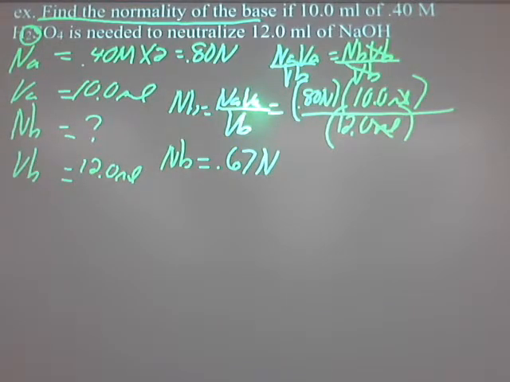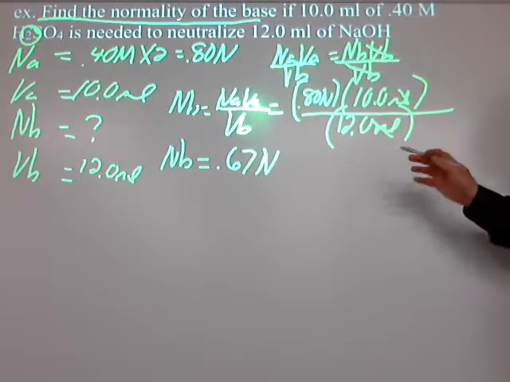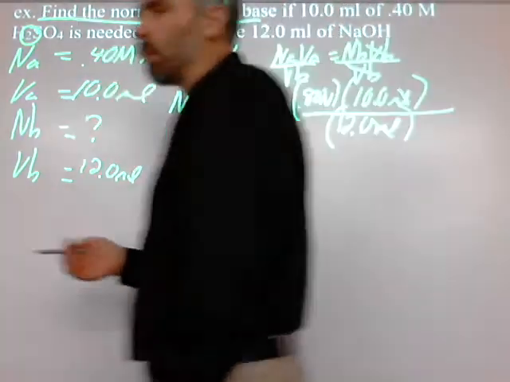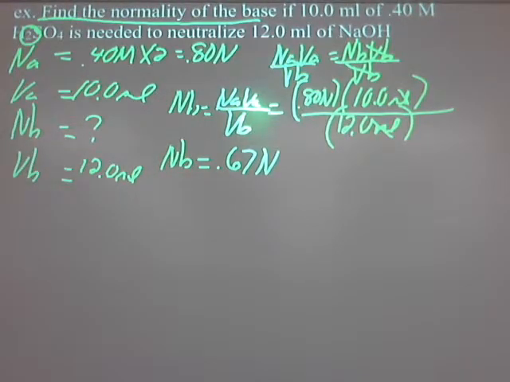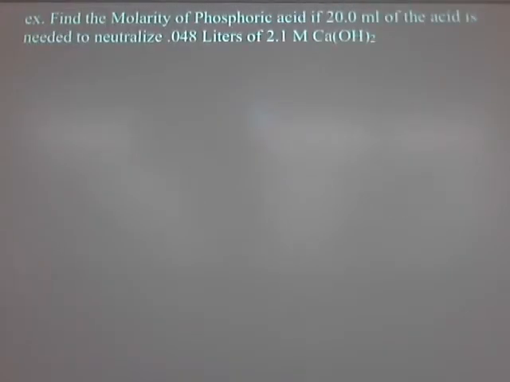That's the normality of the base. You actually get 0.666 repeating. Okay, but that's 0.67 rounded off. All right, very good. Now, I wouldn't call that the easiest possible problem, but it's pretty easy. This next one, I threw in quite a few other curves at you. Take a look at that one. Copy it down.